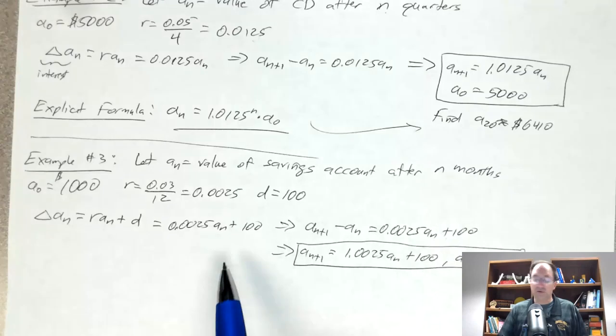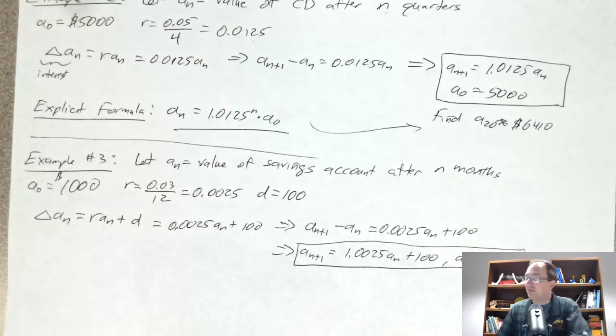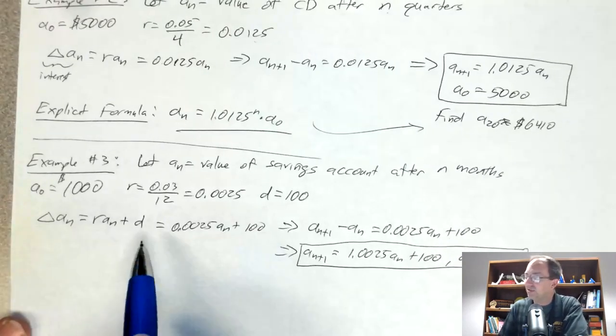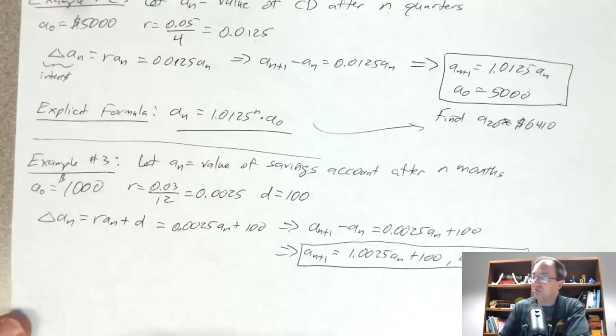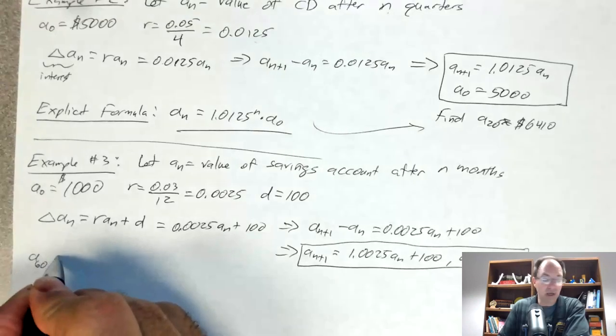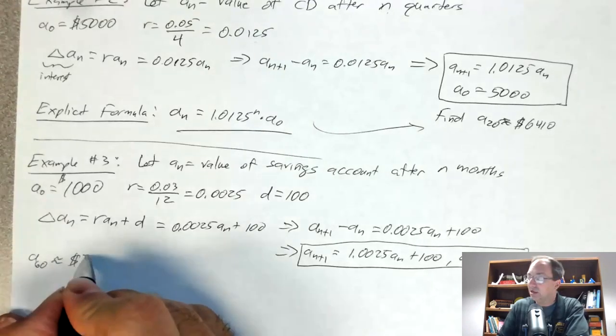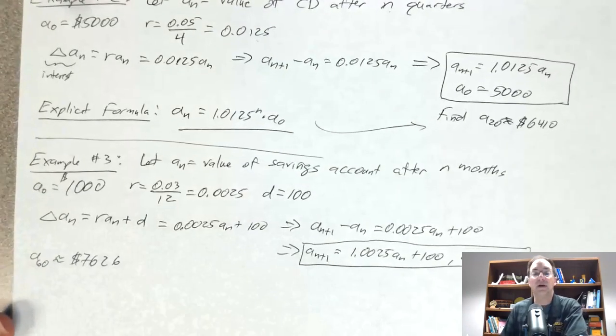Now, if we want to do this after 5 years, that would be 60 months. So we would need to know A60. That's the question. And if you work that out, A sub 60 is approximately $7,626.